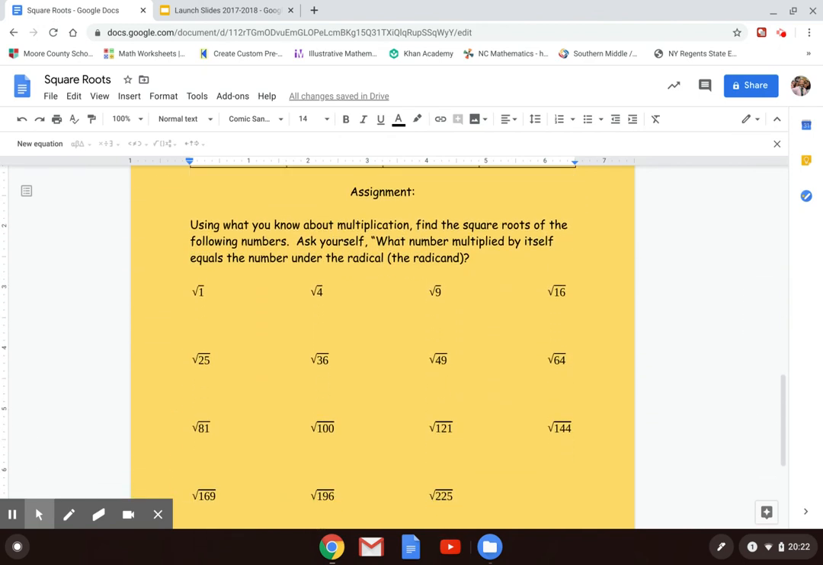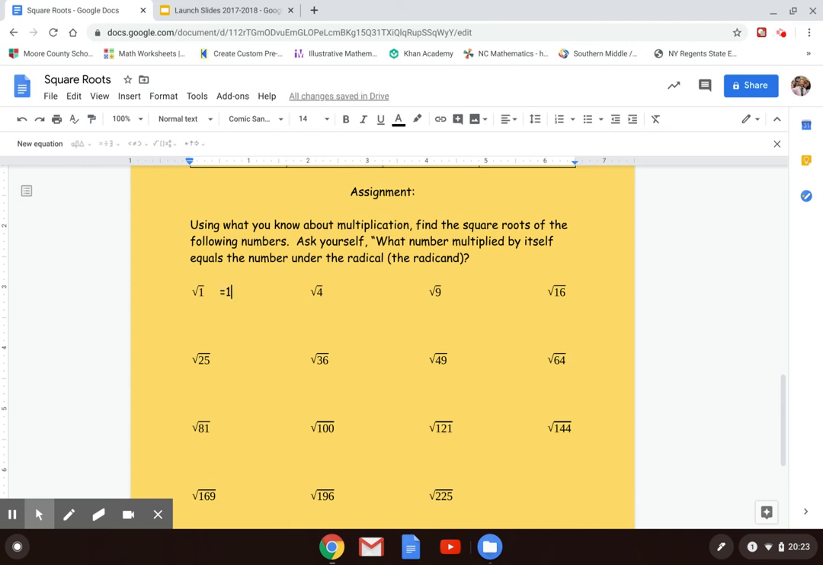Okay, so for the assignment today, using what you know about multiplication, find the square roots of the following numbers. Ask yourself what number multiplied by itself equals the number under the radical, which would be the radicand. Okay? So, for example, for the square root of 1, what number times itself is going to equal 1? 1. So you would simply write equals 1.